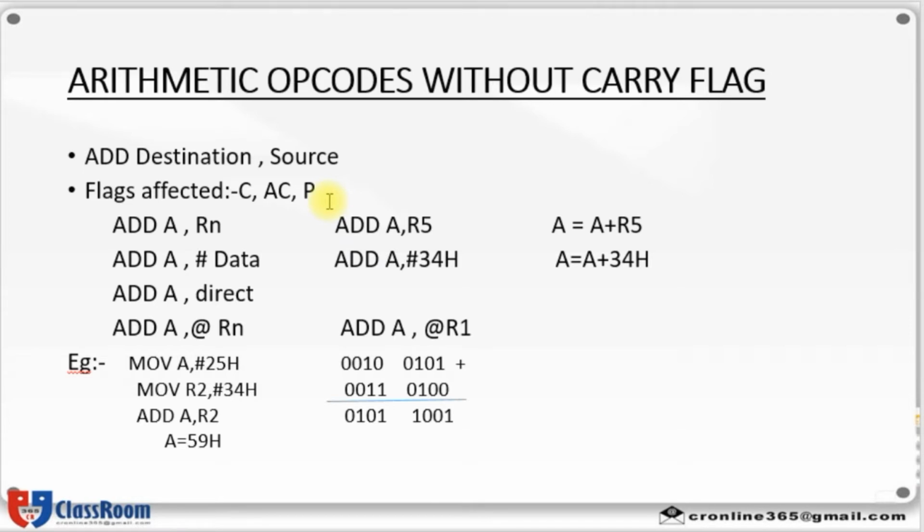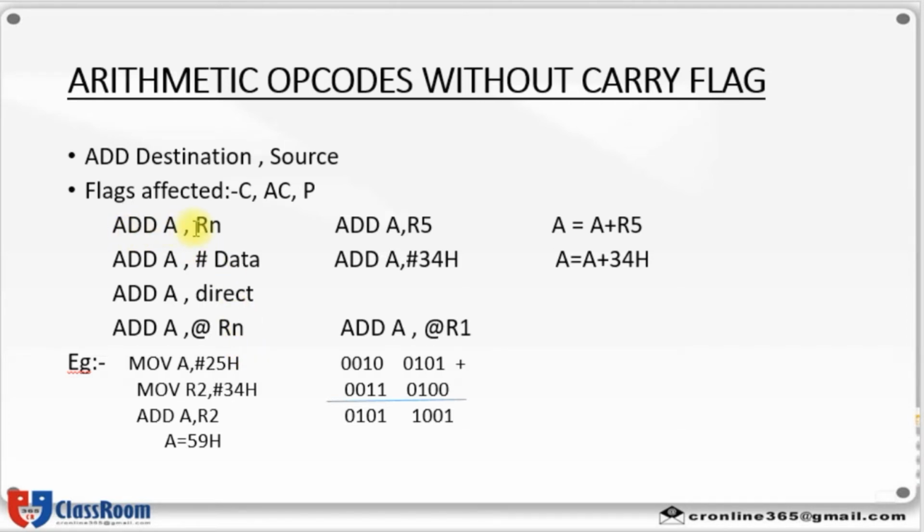Arithmetic opcodes without carry flag uses the instruction ADD, destination, source. This instruction can also be done by using four addressing modes. That is by using register addressing mode, by using immediate addressing mode, by using direct addressing mode, as well as by using indirect addressing mode.